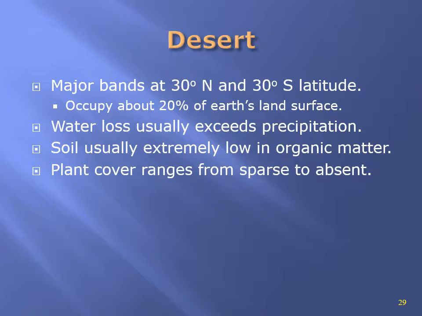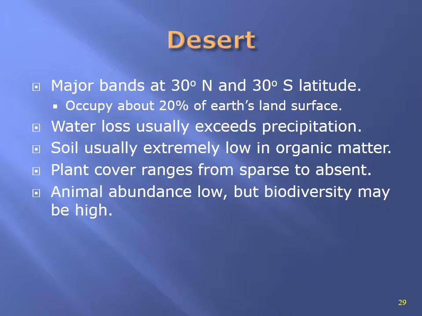Plant cover ranges from sparse to absent. Animal abundance is low, but biodiversity may be high. So what that means is if you look out, you're not going to see a lot of animals, but if you were to count the number of different species, there might be a lot of different species living there, just not very many of each one of those species.